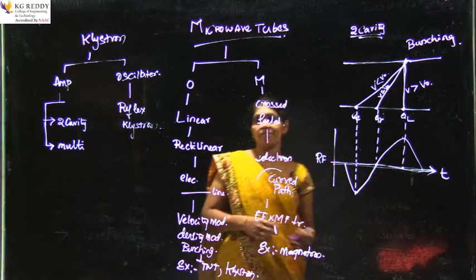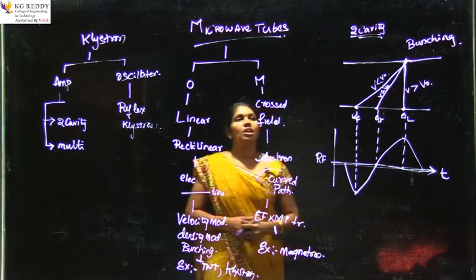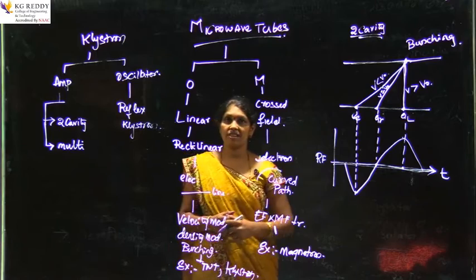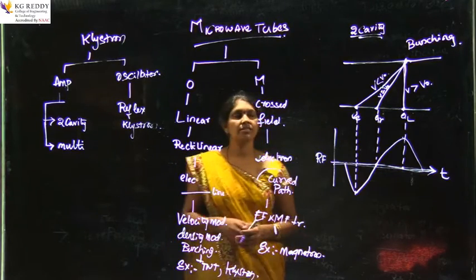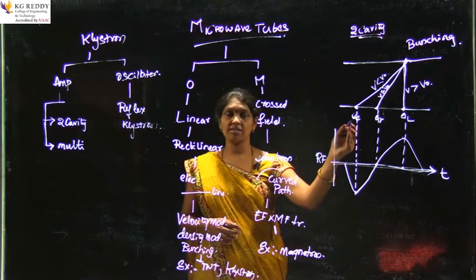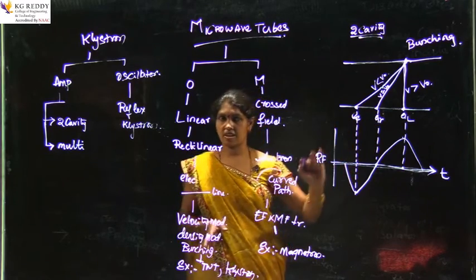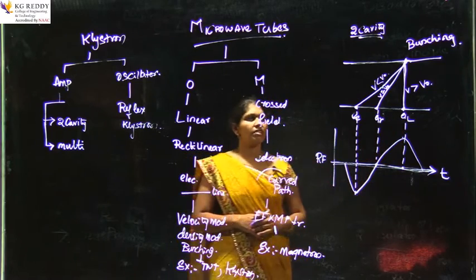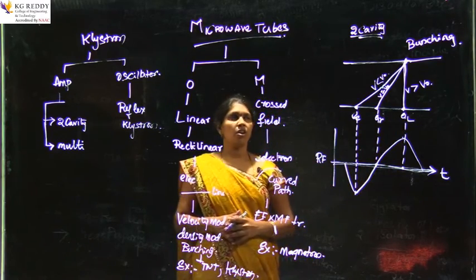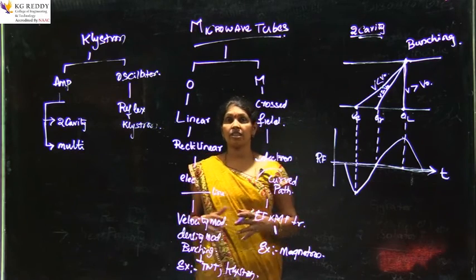This is how bunching will happen in a two-cavity klystron. Now, let me explain this with a practical example. Imagine there are 3 students. One student is early to the class, another student is at the right time, and the third student is late to the class.